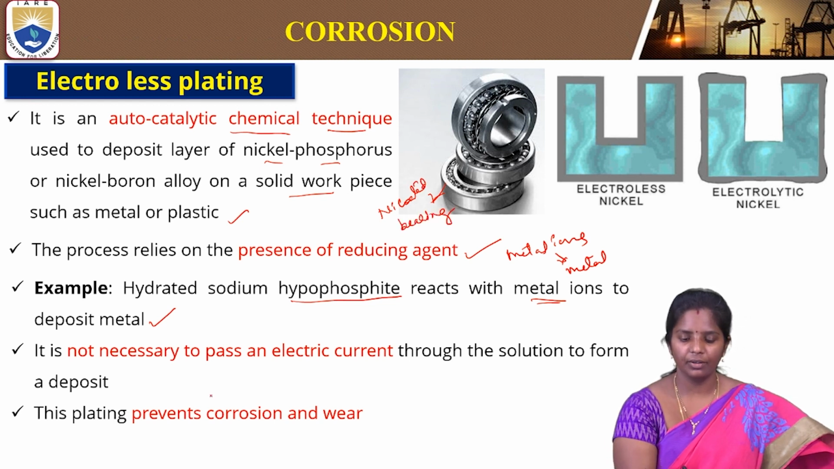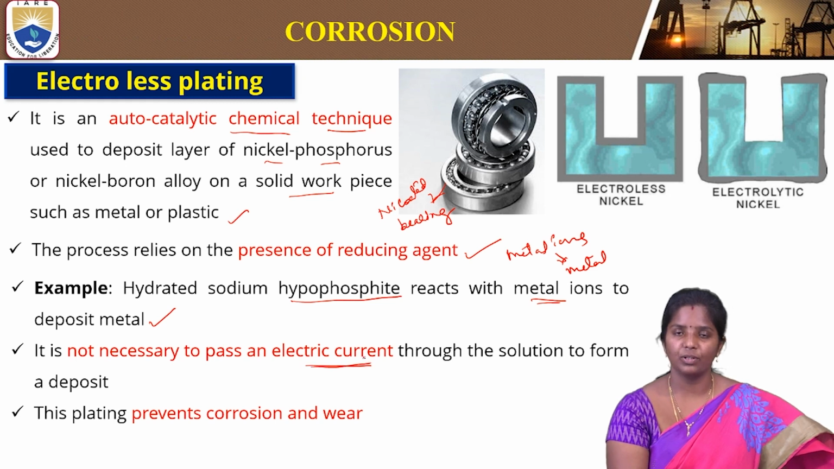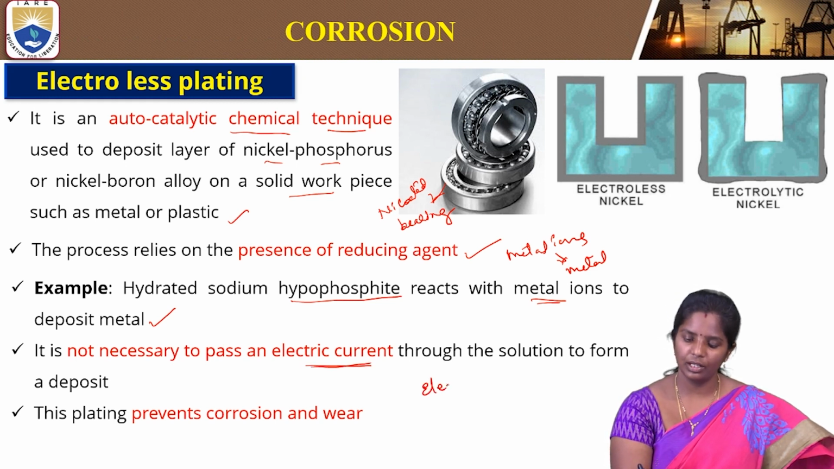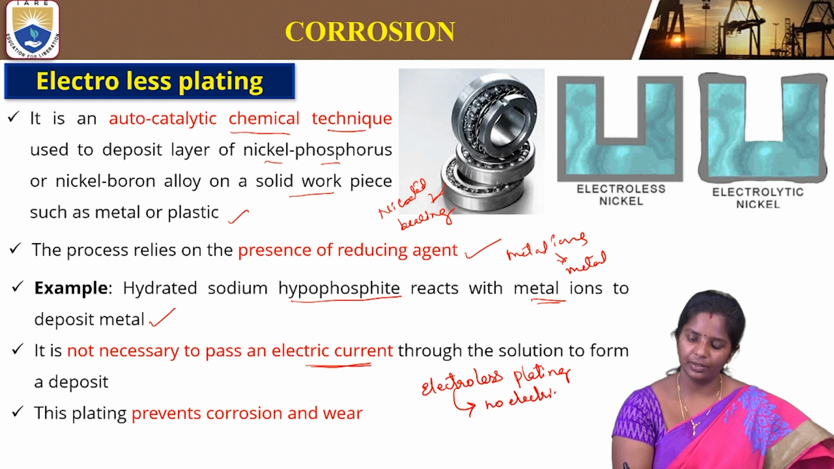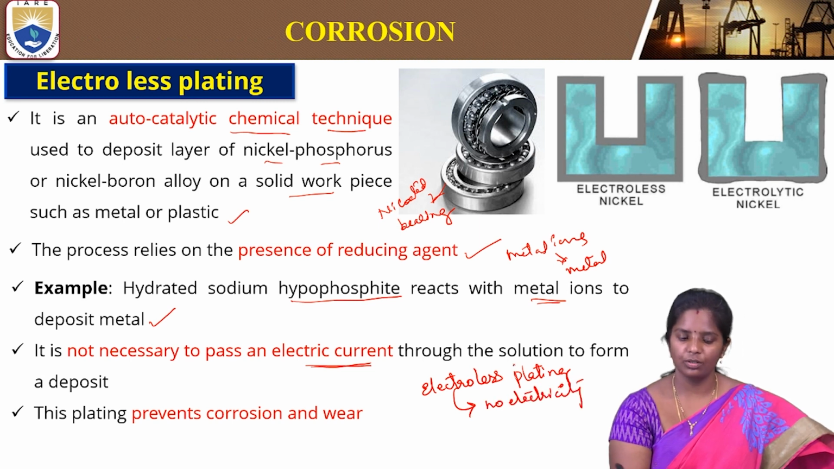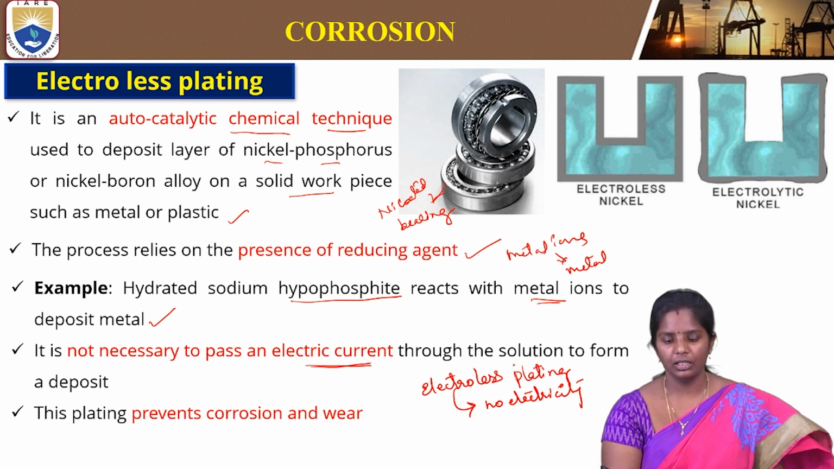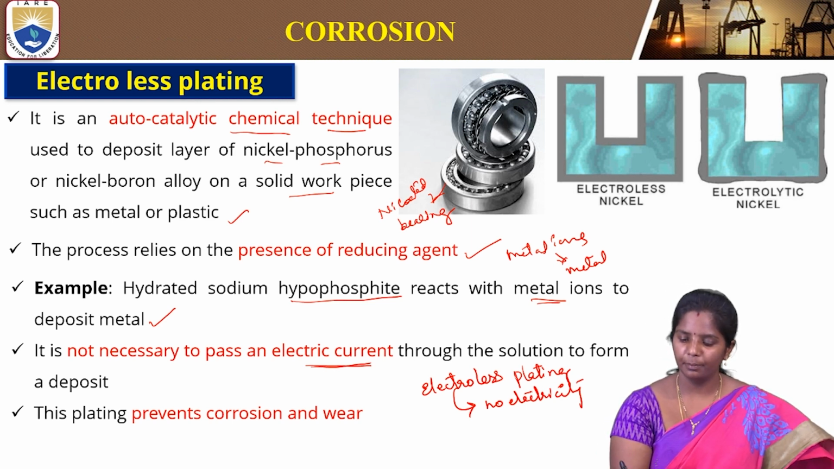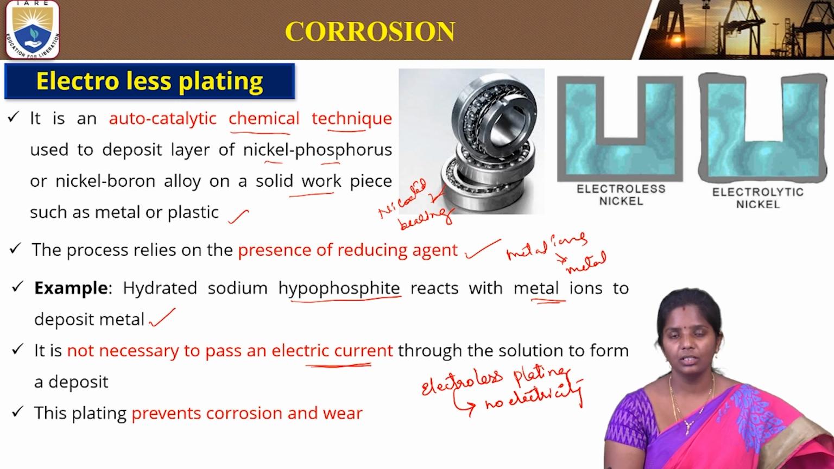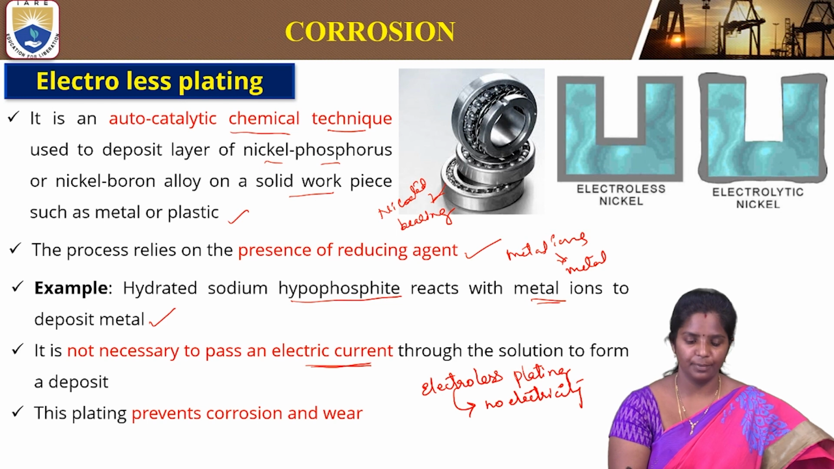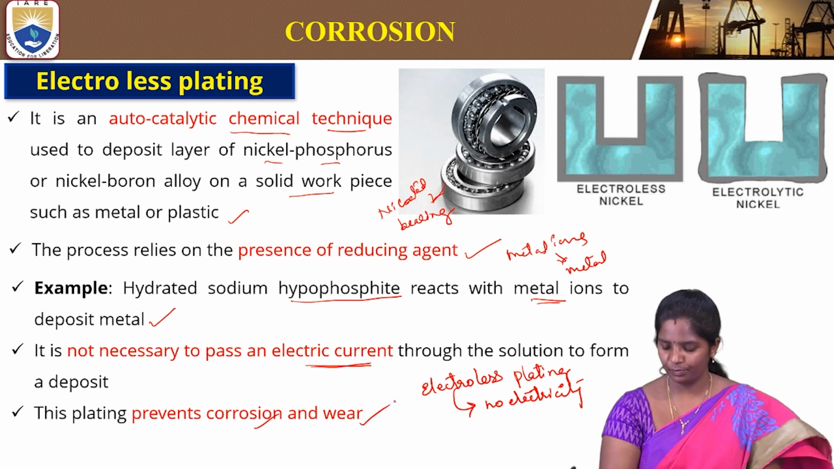It does not require any electricity for the electroless process. Electroless plating, no electricity is required through the solution to form a deposit. This requires only the reducing agent, that is important. That is how we are able to deposit even on plastics. So this prevents corrosion and wearing of the metals.